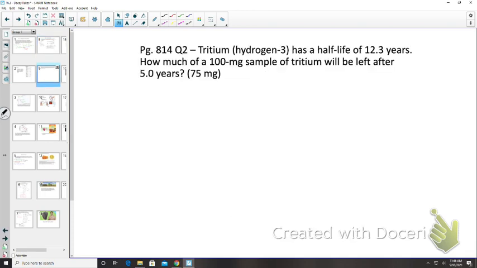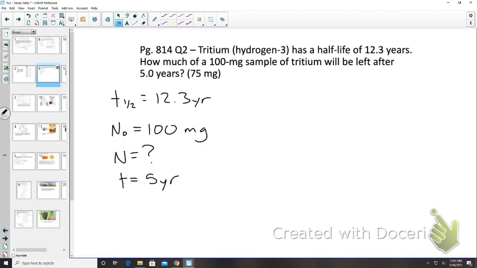All right. So, tritium. So hydrogen 3. So this is hydrogen that has 1 proton and 2 neutrons. This has a half-life of 12.3 years. We know our N naught is 100 milligrams. And we are asked how much is remaining after 5 years.